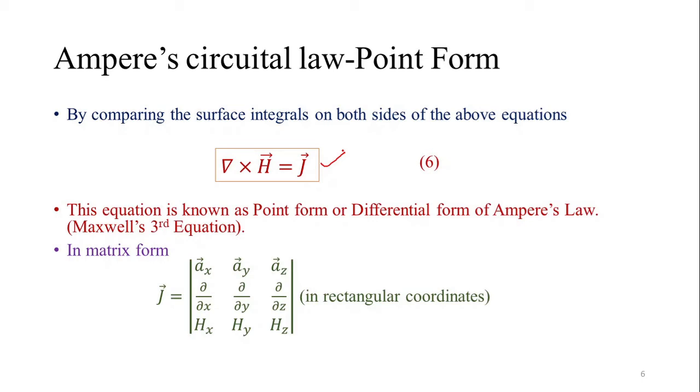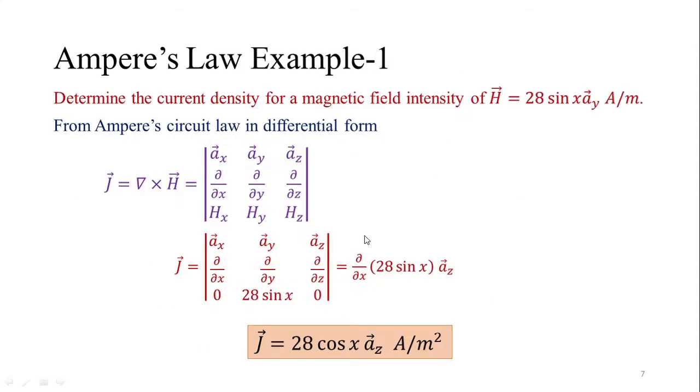Okay. In matrix form, you can write J vector as the determinant of Ax, Ay, Az; dou by dou x, dou by dou y, dou by dou z; Hx, Hy, Hz, where these are the magnitudes of H vector along the x-axis, y-axis, and z-axis. This is in rectangular coordinates. Similarly, you can write the equation in other coordinates as well, like cylindrical or spherical coordinates. Now let's see some problems based on Ampere's circuital law.